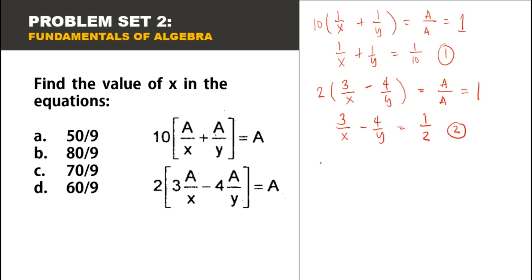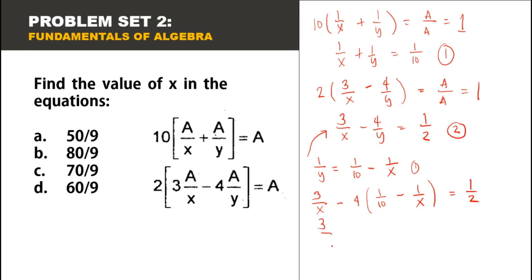So from equation 1, we have 1 over y, that is equal to 1/10 minus 1 over x. So we subtract 1 over x from both sides. So we can substitute this from equation 1 to the second equation. So we have 3 over x minus 4 times 1 over y, so 1 over y is 1/10 minus 1 over x, so we have 1/2.